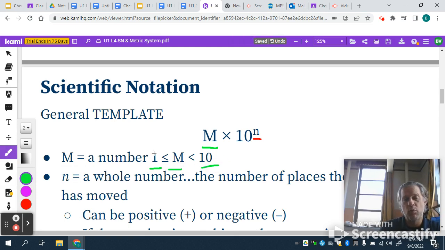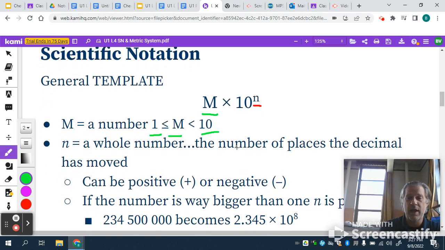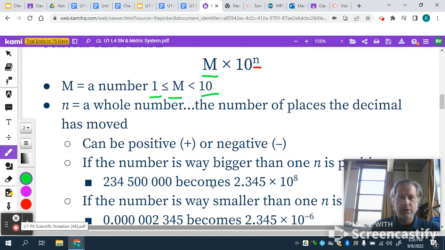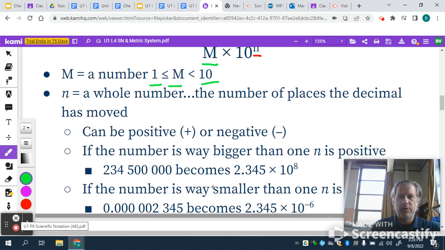The M number is a number that falls between 1 and 10, but it can't be 10. So it could be like 1, or 2, or 4.5, or 9.99999. It just cannot be 10, and those are kind of the rules. Whereas N is a whole number, and it's the number of places that we move the decimal in order to get the number to be between 1 and 10.